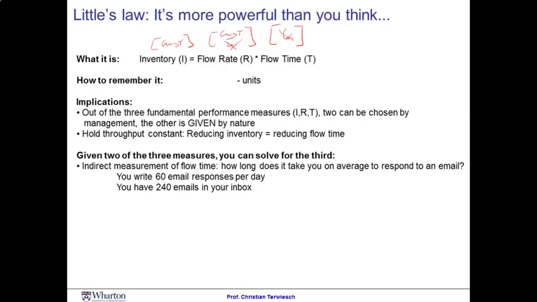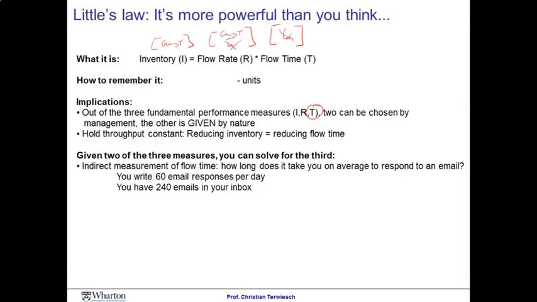The second thing that we do with Little's Law is oftentimes we find that we might know two of the performance measures in a process, but it's hard to observe the third one. Little's Law can help us, with two given performance measures, to compute the third one. Now typically in a process, flow rate and inventory are relatively easy to observe. Flow time, in contrast, is not. Let me give you an example.